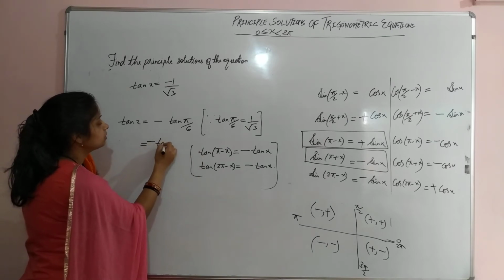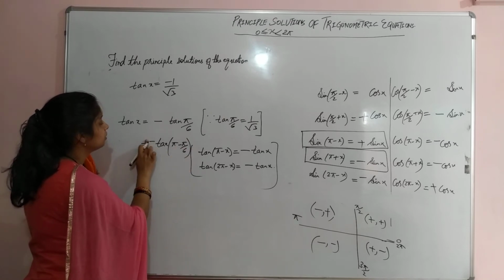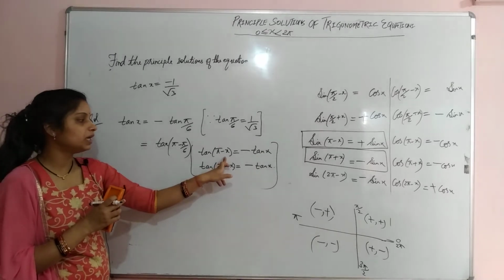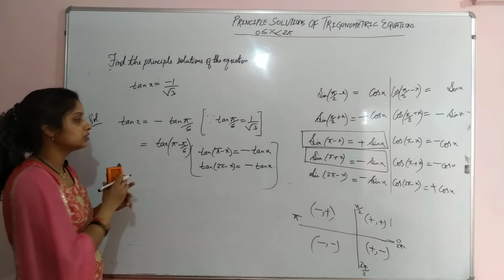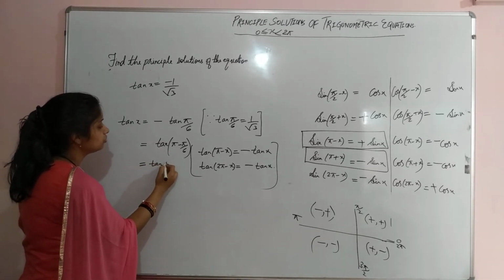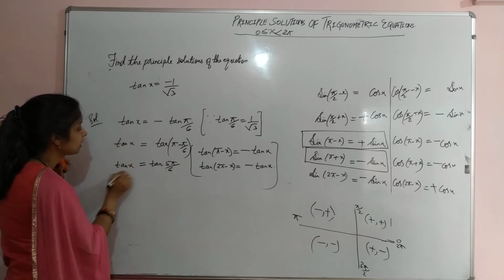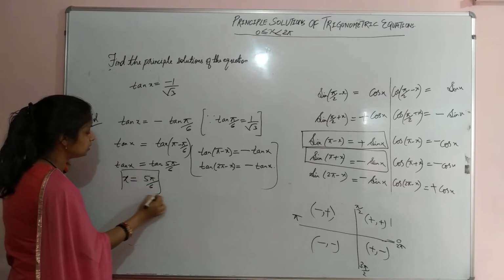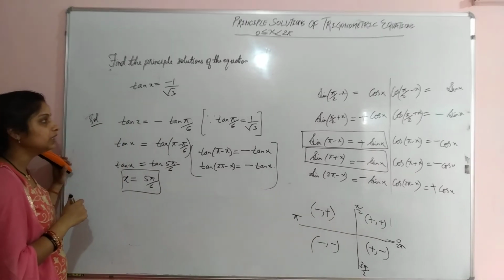So we can write this as tan of pi minus pi by 6, removing this negative sign, because tan of x is equal to minus tan of pi minus x. So this is tan of x, writing this as tan of pi minus x. So what is it? It is equal to 5 pi by 6. And the LHS will be the same, tan x. Now tan gets cancelled, so x is equal to 5 pi by 6. This is the first principal value for tan x is equal to minus 1 by root 3.